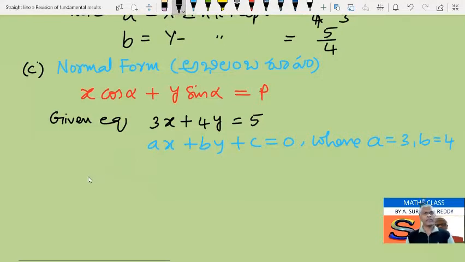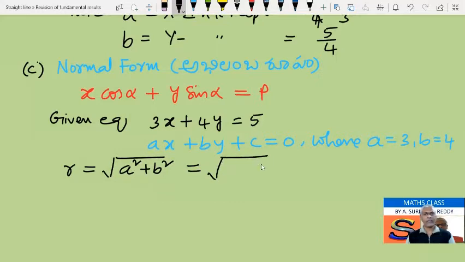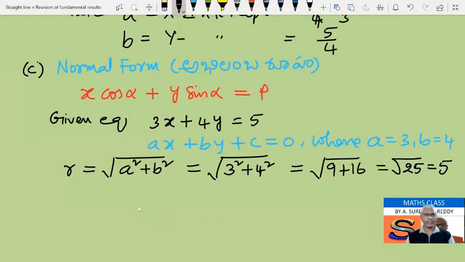So in normal form, we calculate the r value, that is under root a square plus b square. Here the a value is 3 and b value is 4. So a square plus b square, 3 square is 9, 4 square is 16. So 9 plus 16 is 25, root 25 is 5. So the r value, under root a square plus b square, is 5.